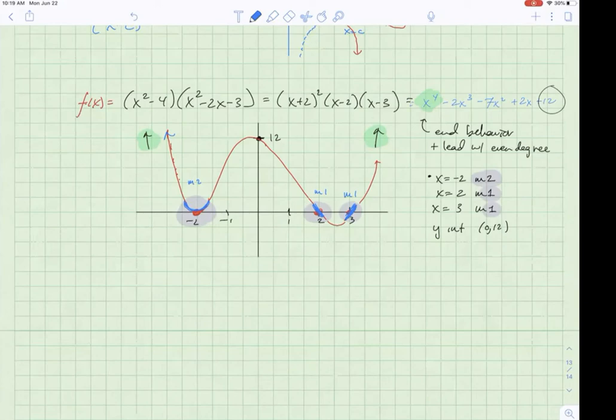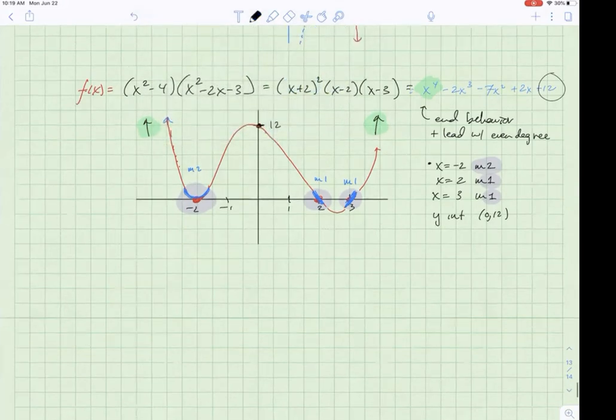And so what do we need? Oops, what do we need here? So, minimum requirements for graphing polynomials.